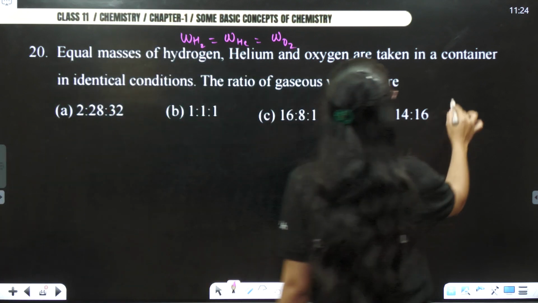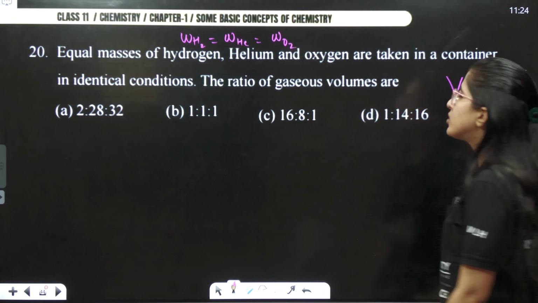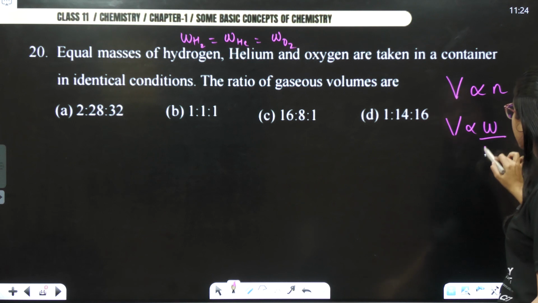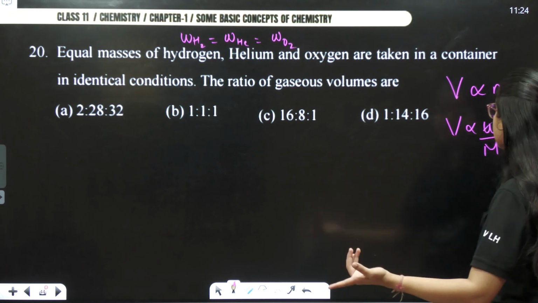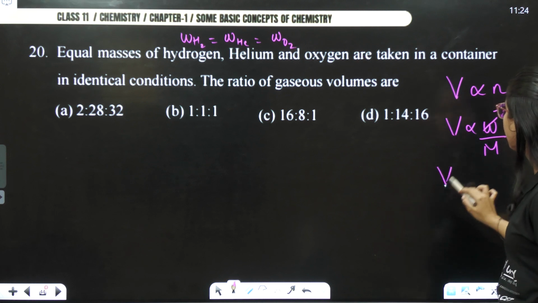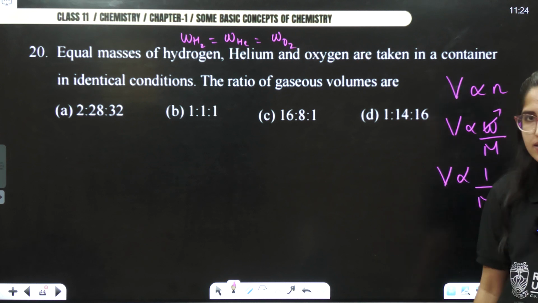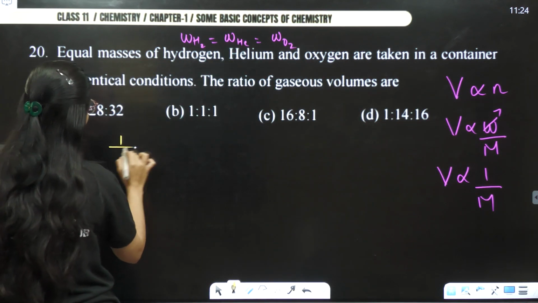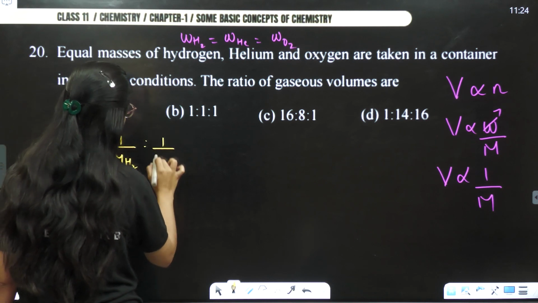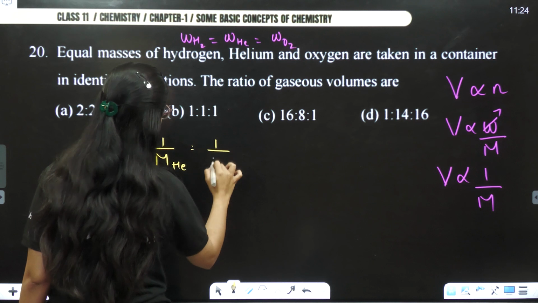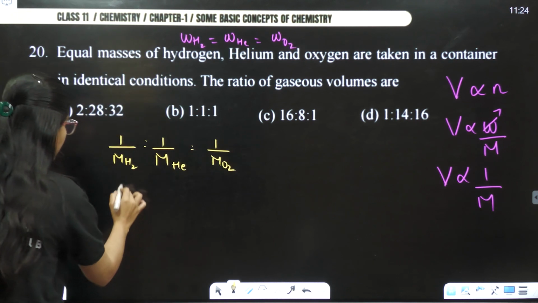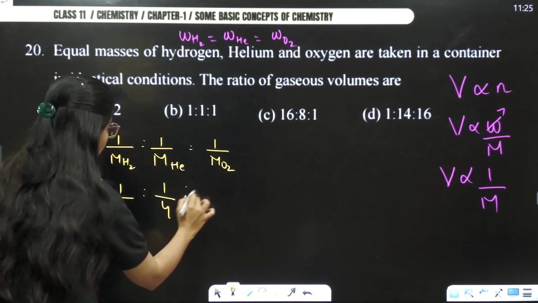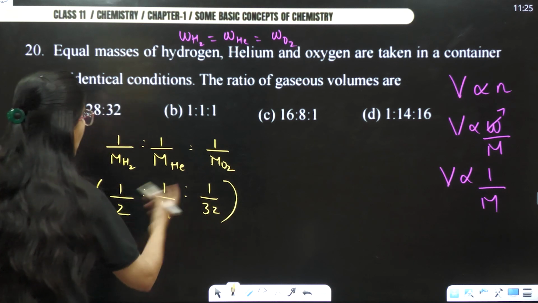You know that gaseous volume is directly proportional to the number of moles. Correct? As the number of moles is directly proportional to weight divided by molecular mass, and the weight is the same for everything, you can take volume as inversely proportional to molecular mass. Now if I take the ratio, can I write it as 1 divided by the molar mass of hydrogen, 1 divided by the molar mass of helium, 1 divided by the molar mass of oxygen? How much will it be? 1 divided by 2 is to 1 divided by 4 is to 1 divided by 32. Now multiply by 32.